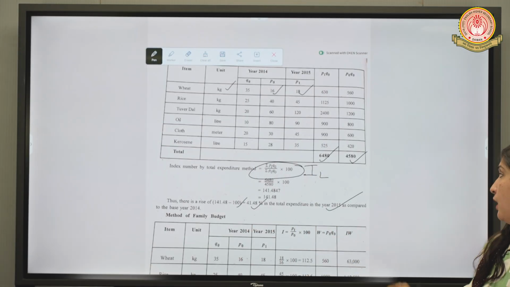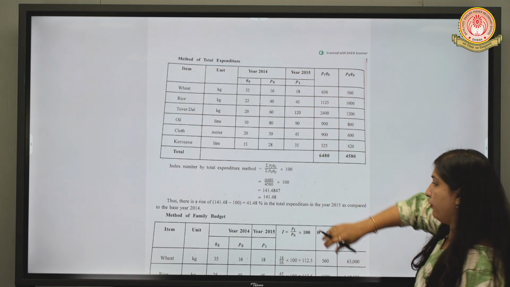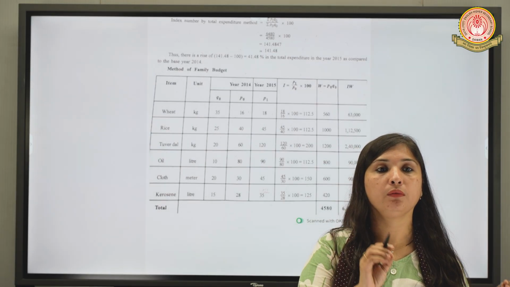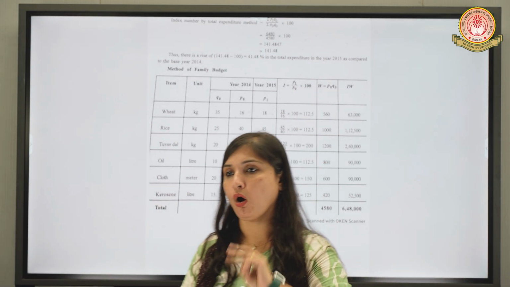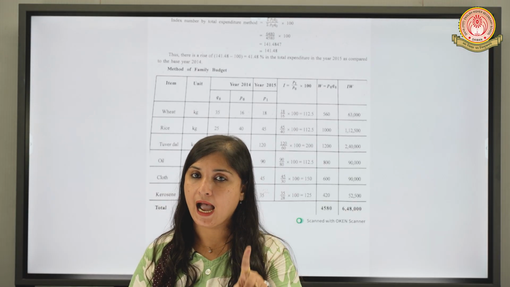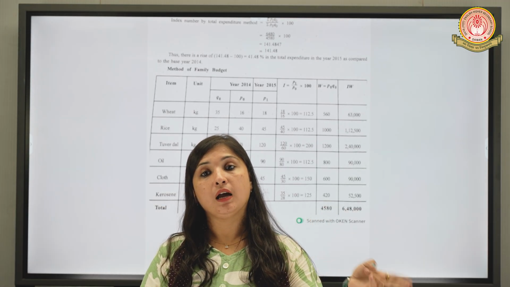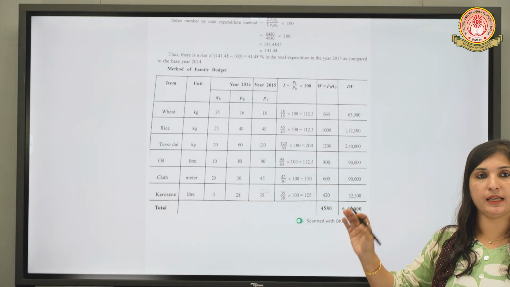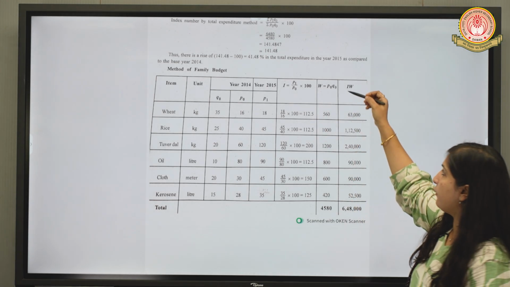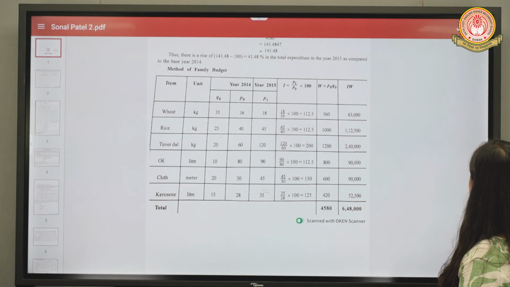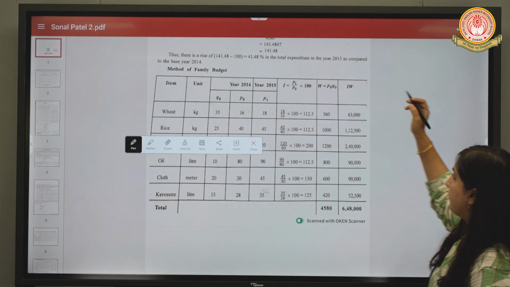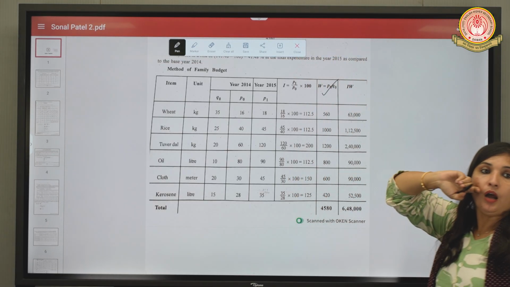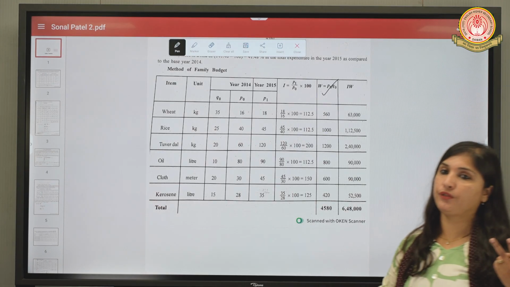Family budget. Okay, for finding by family budget, we have to do sigma IW divided by sigma W. Means we need columns. Which are the columns we need? We need I, we need W, and we need IW. In the last question, in the same illustration in the total expenditure method, you already found this P0 Q0. P0 Q0 is W.